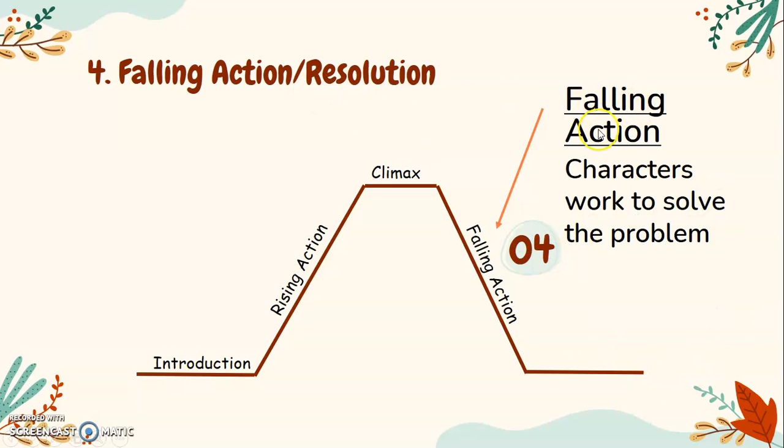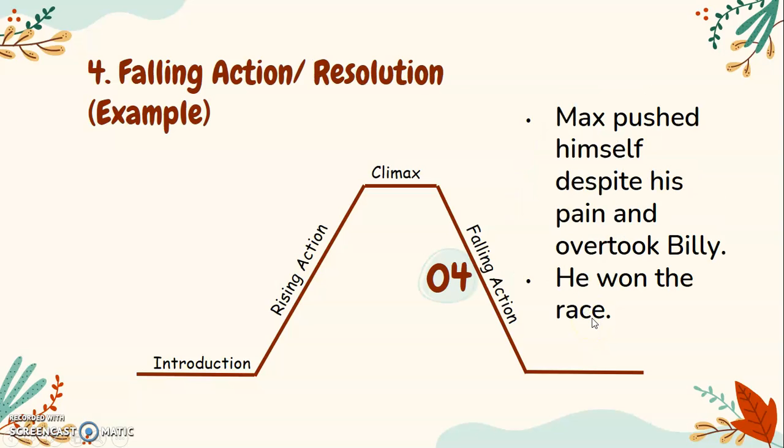So, resolution is the following action, where the character worked to solve the problem. Going back to the story, Max pushed himself despite the pain, and he sprained, and then he overtook Billy during the race, and he won the race. This is how he resolved the problem.